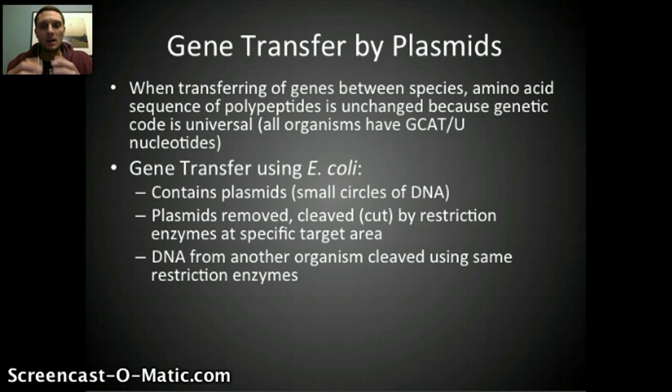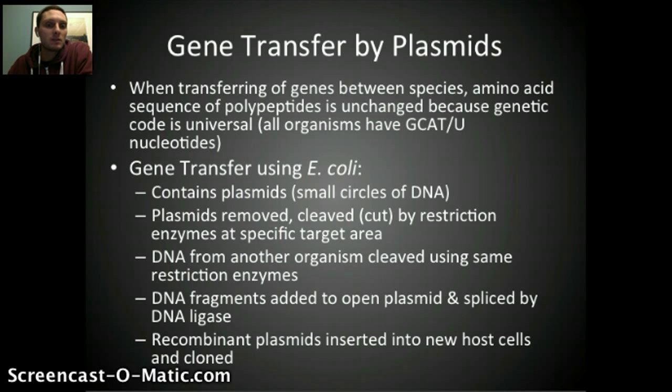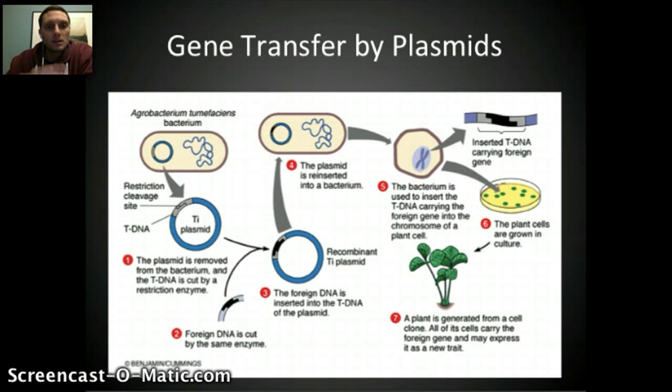So we've got a plasmid, we're going to remove a portion of that plasmid, of that DNA, and insert that same region of DNA, that same gene from another organism. So it's put into that E. coli. The DNA fragments added to the open plasmid are spliced by DNA ligase, and then we can insert that recombinant plasmid into new host cells and clone it. And so let's take a closer look at this in a nice image here. Here's our E. coli bacterium. Here's the plasmid, the cleavage site, the portion that's going to be cut right here.